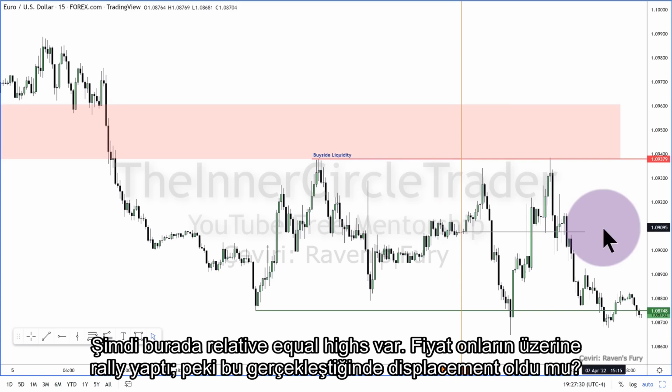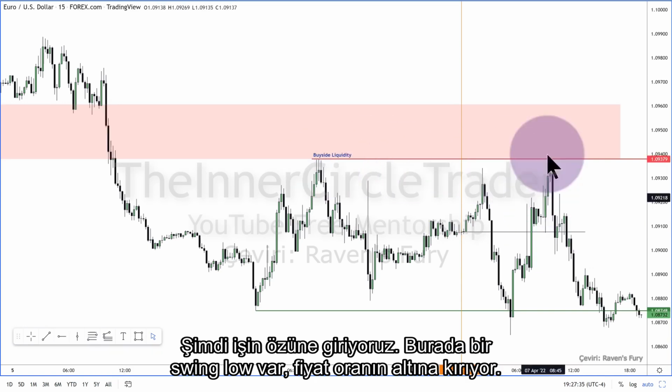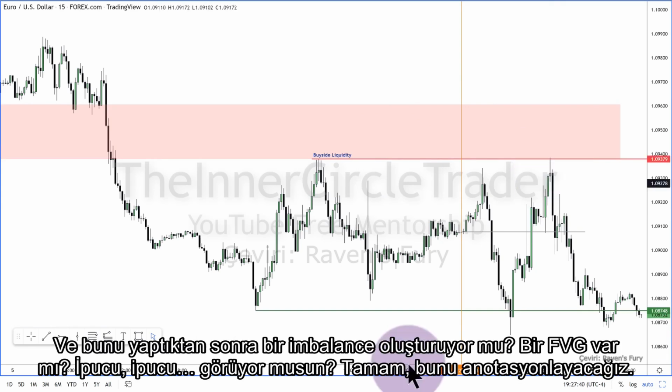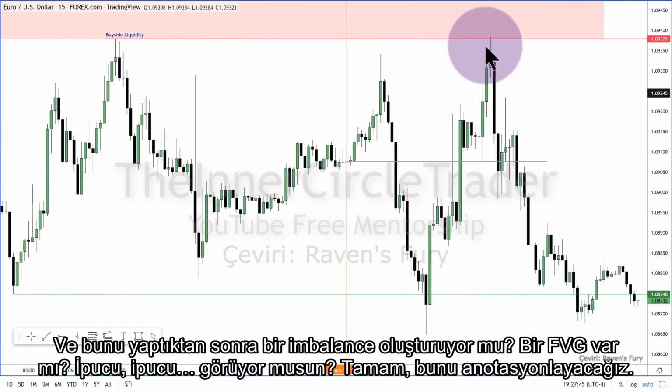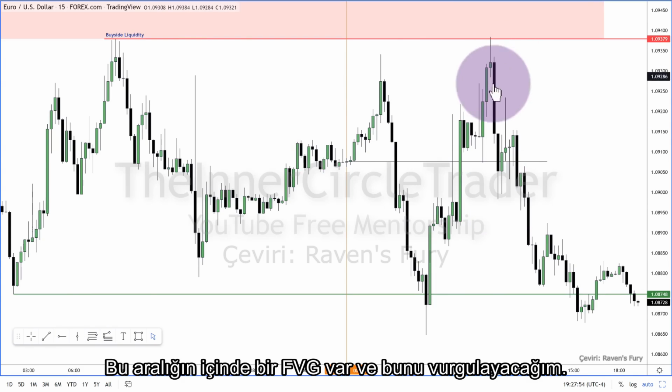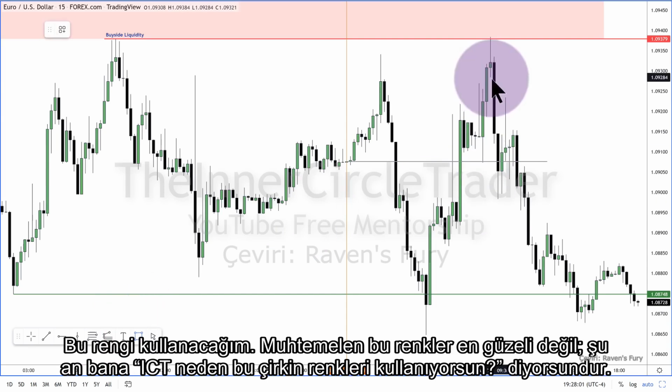Okay. Now, we have the relative equal highs here. We rallied above them. Once it hits this, do we get displacement? Now we get down to the nitty gritty. Okay. We have a swing low here. It breaks down below that. And then once it does that, does it create an imbalance? Is there a fair value gap? Hint, hint, nudge, nudge. You see that? All right, so we're going to annotate that. So inside of this range here, we have a fair value gap.